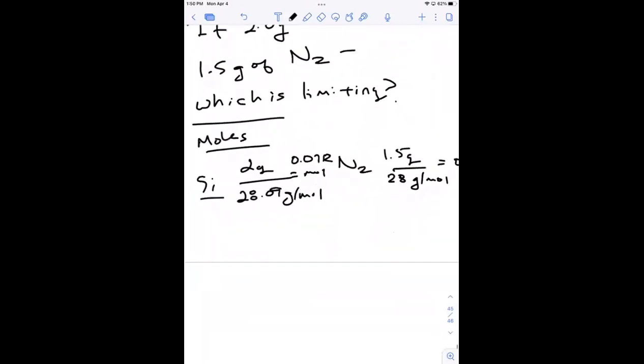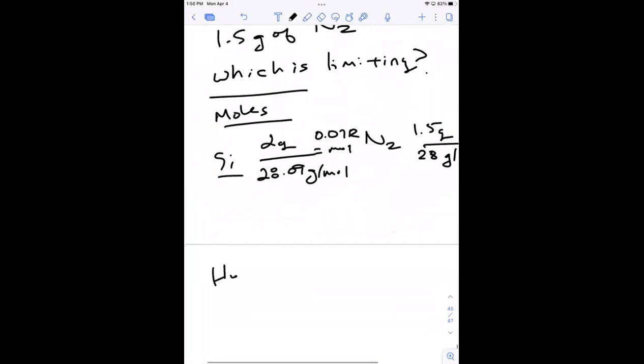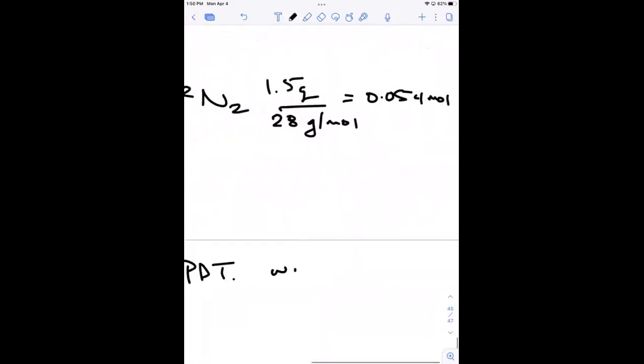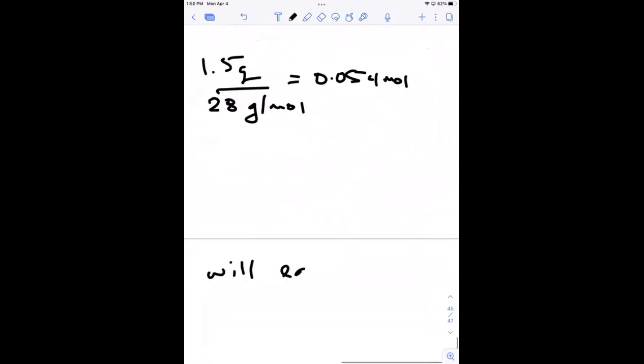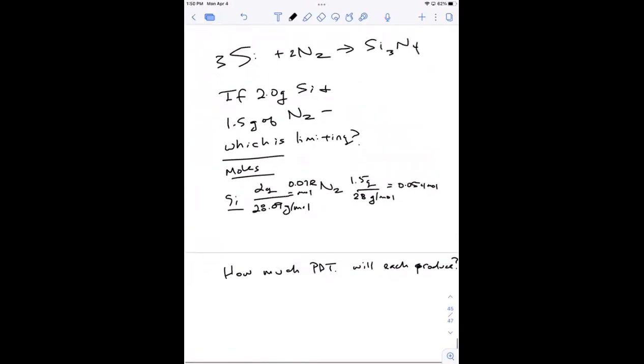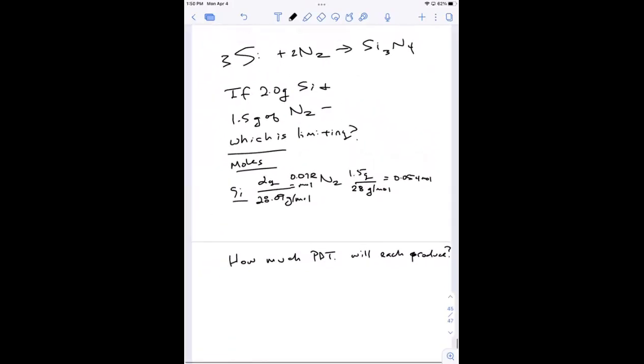Right. So now we need to figure out how much product silicon will generate and how much nitrogen will generate. So now we know that, we can figure out which one is limiting. So how much product will each produce? I know that's redundant, but I'll say produce. How much product will each produce? So we can figure that out, right?